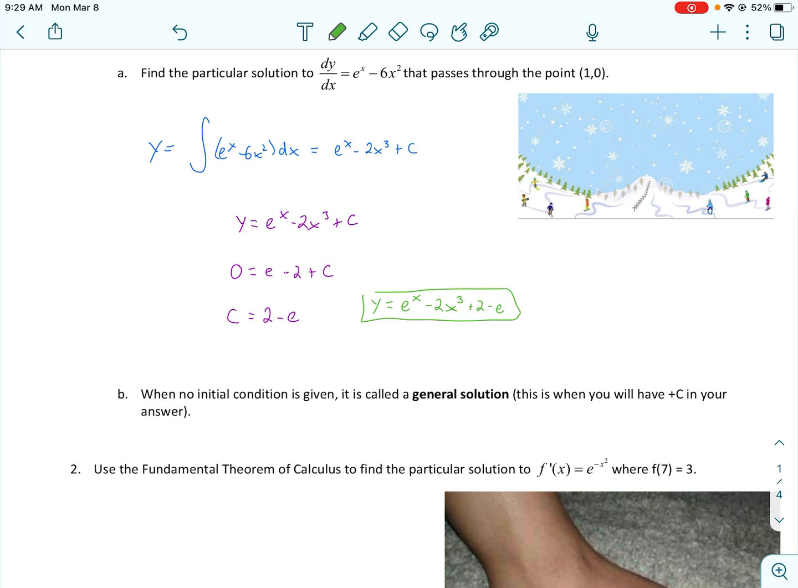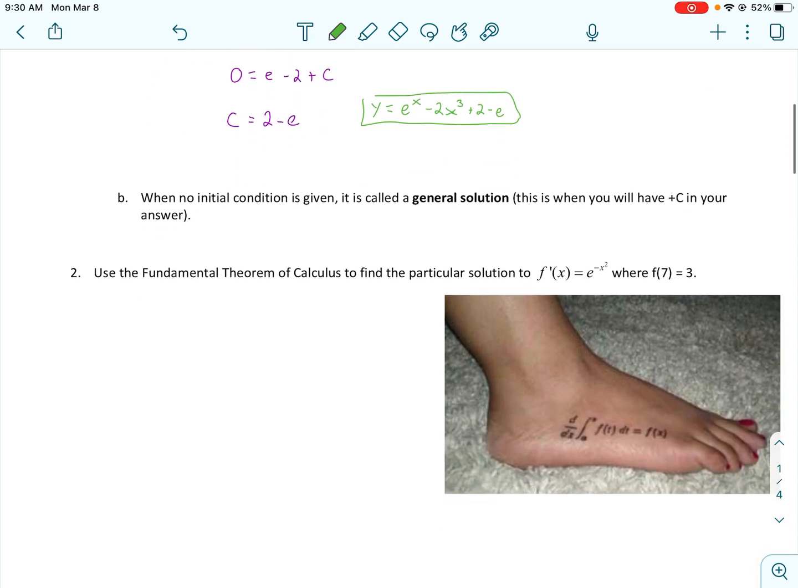With the problems we've been doing before, when we couldn't find the c value, those are called general solutions, as part B is talking about. And that's when you just have a plus c in your answer. You're not given an initial condition, is what that's called. Now, it's called an initial condition, but it doesn't have to occur at like t equals 0. It can be whenever. It just needs to be any point that you know is on the curve.